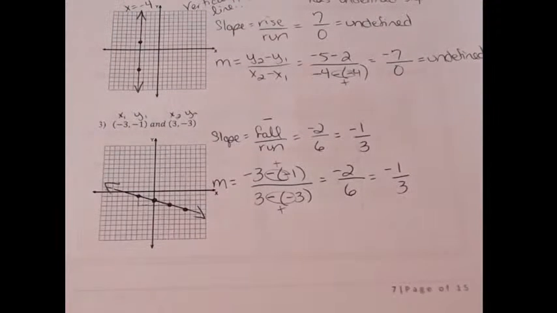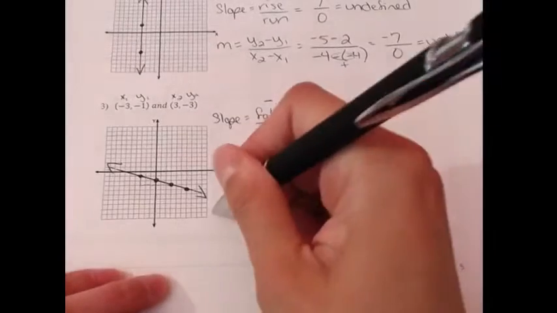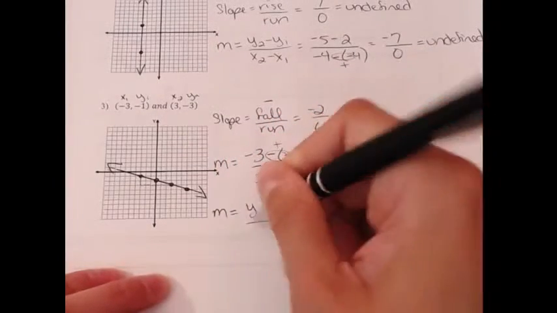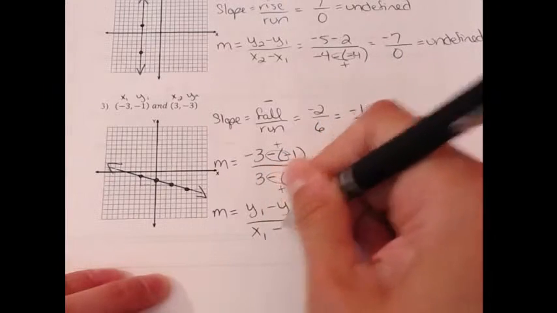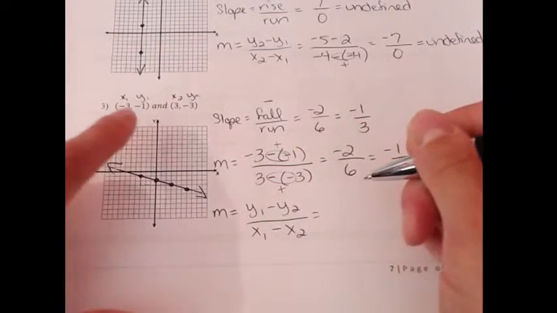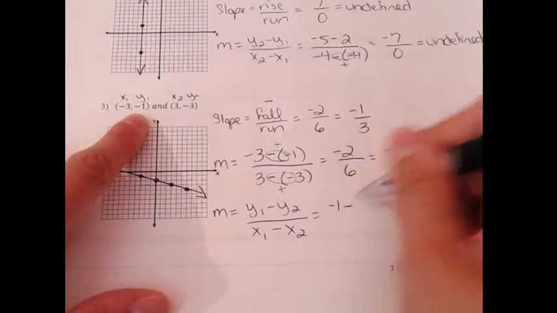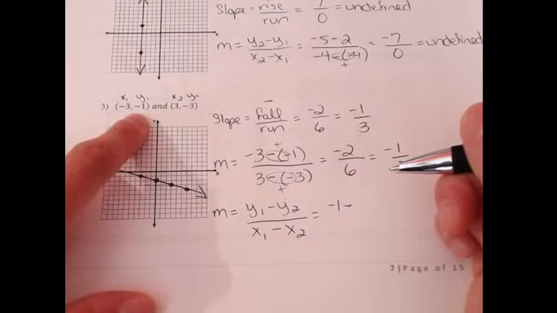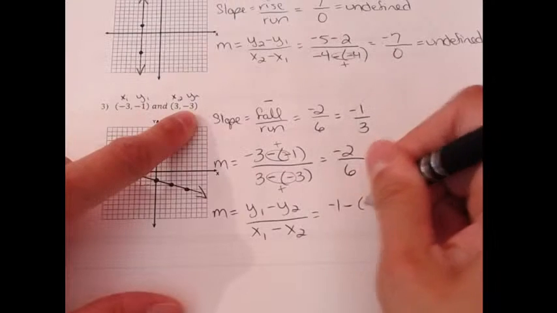Excellent. For those of you who use y1 minus y2 over x1 minus x2, you will get the same slope. I'm going to prove that to you right now. So what if instead I said, let's use y1 minus y2 over x1 minus x2. y1 is negative 1. y2 is negative 3.